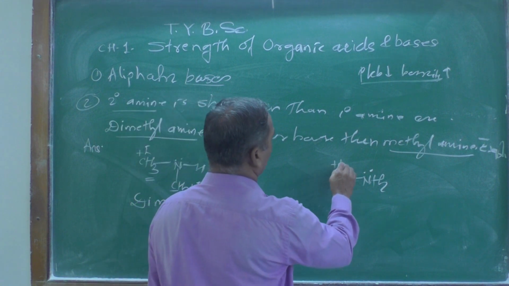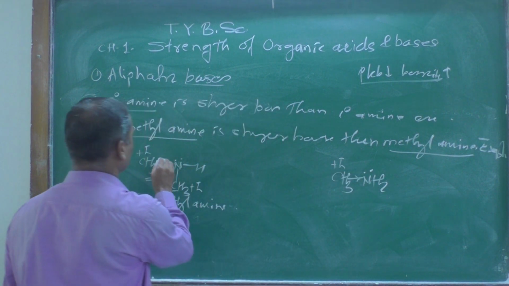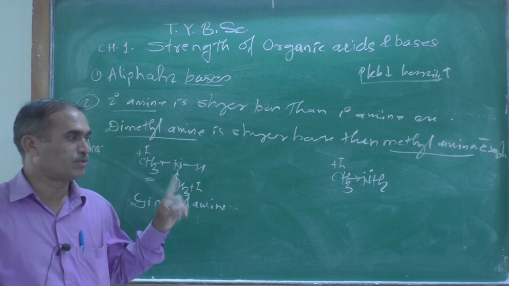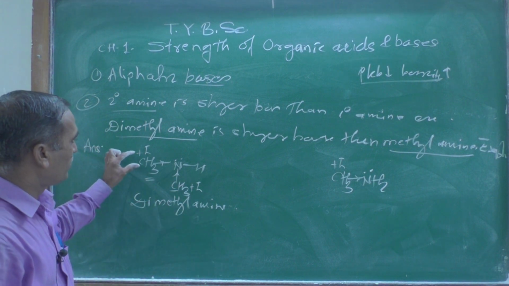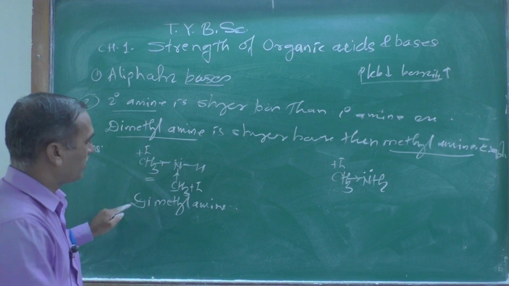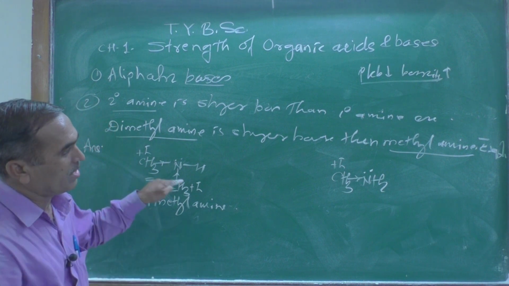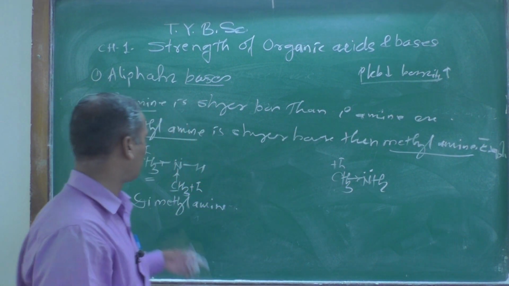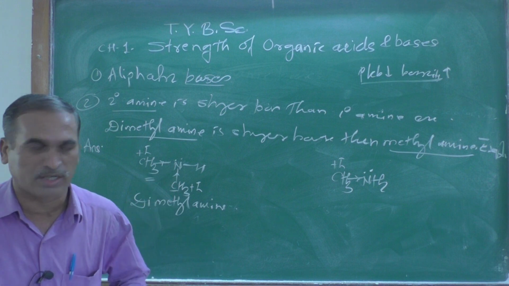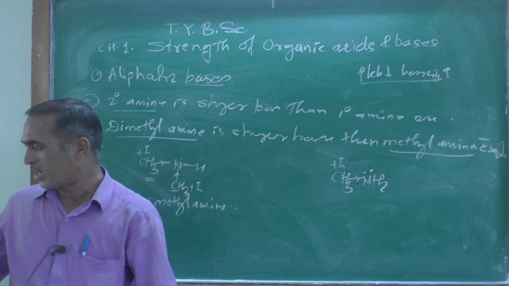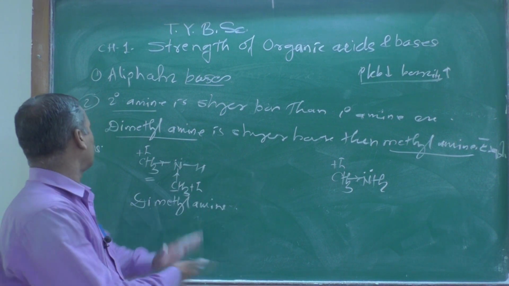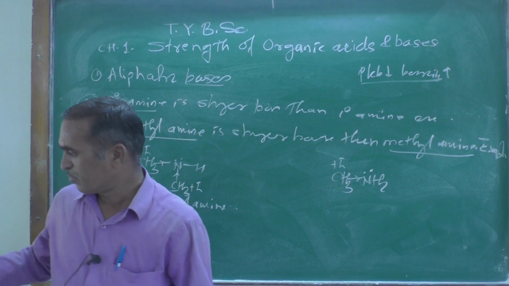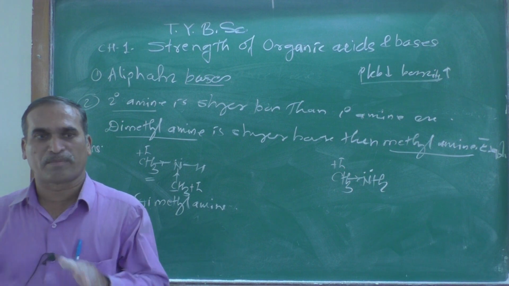Here is only one methyl group. So on the basis of the plus I inductive effect you can explain it, because the magnitude of the plus I inductive effect in dimethylamine is greater as compared to methylamine. Hence, dimethylamine is stronger as compared to methylamine. I think this is the second application. Third, fourth and fifth are the remaining applications.